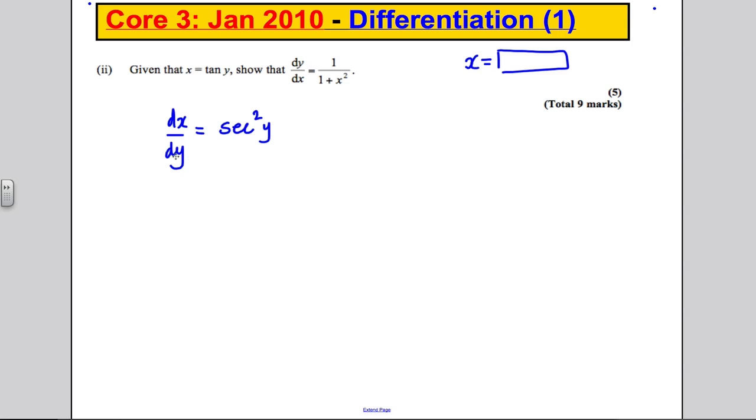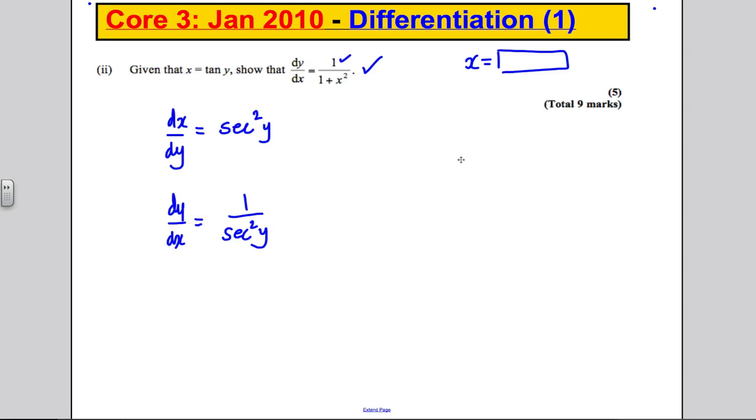And we know that dy by dx is 1 over this, okay? So we can flip it. So dy by dx must be 1 over sec squared y, okay? But at this point here, how are we going to get something like that? We've got the 1 over, but sec squared y is not in that form.